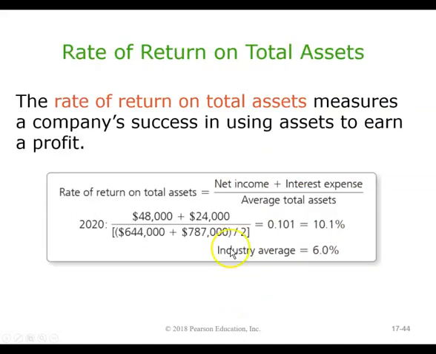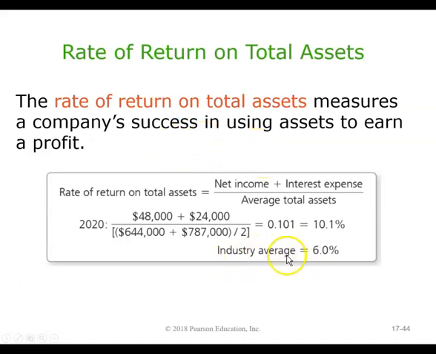Your rate of return on total assets, this one you're going to need both your income statement and your balance sheet. The numerator comes from your income statement and your denominator from your balance sheet. And this is going to measure the company's success in using assets to earn a profit. So if it takes a lot of assets to earn a little profit, then it may not be a good number. But the companies that don't need as much assets to earn profit are going to be less.